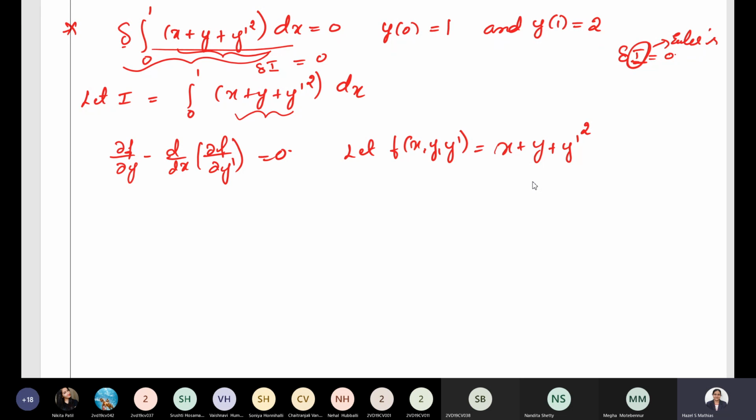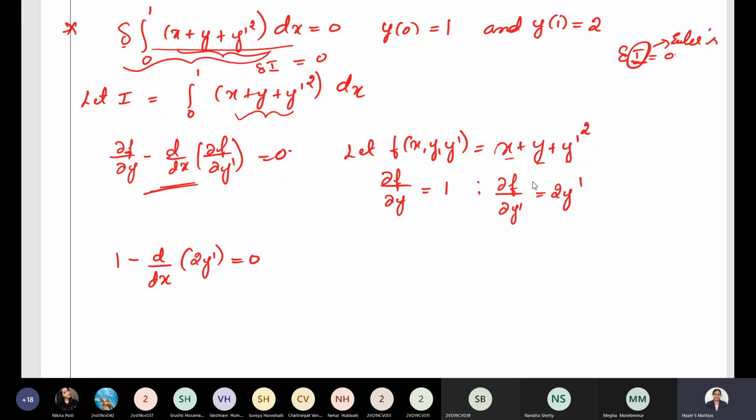Now when we substitute all these values in Euler's equation, first, what is dou f by dou y? It is 1. Am I correct? Differentiation of y will be 1 and the other term will be 0. So dou f by dou y is 1. What is dou f by dou y dash? It will be 2y dash. Now let's substitute this in the Euler's equation. Dou f by dou y is 1 minus d by dx of dou f by dou y dash, which is 2y dash, equal to 0.